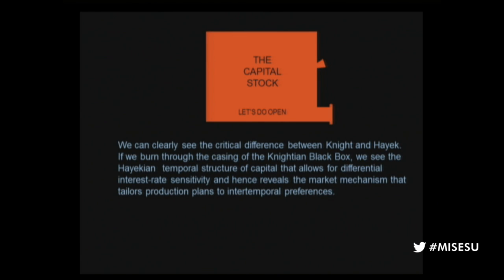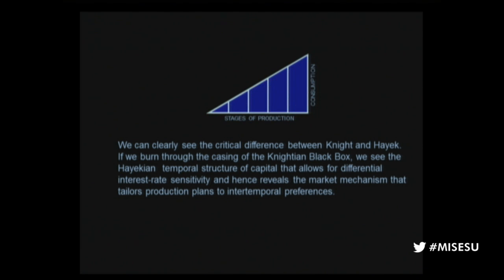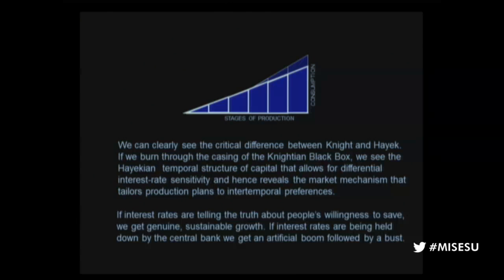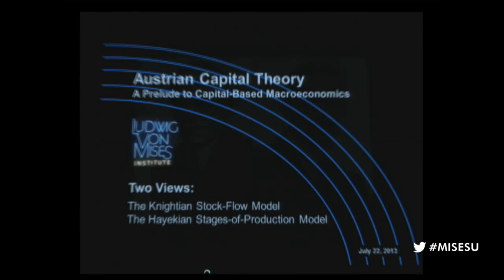We can clearly see the critical difference between Knight and Hayek. If we burn through the casing on the Knightian box, we see the Hayekian temporal structure of capital that allows for differential interest rate sensitivity and hence reveals the market mechanism that tailors production plans to intertemporal preferences. Let's burn through. There it is. That's what the Knightians and the Chicago people are missing, and it's a lot to miss. It sort of closes off any possibility of a decent theory of the business cycle on the part of Chicago. Okay. Thank you much.